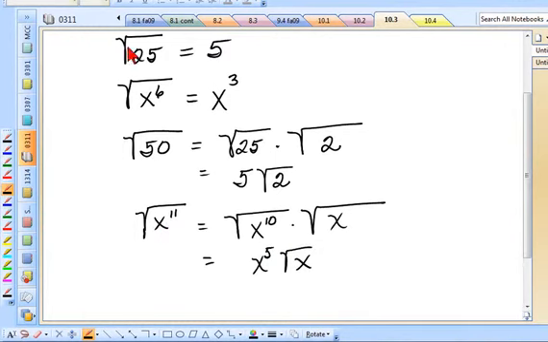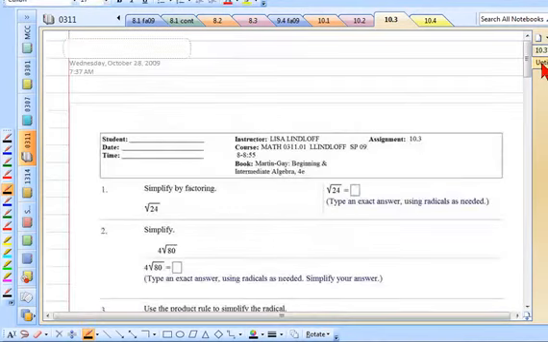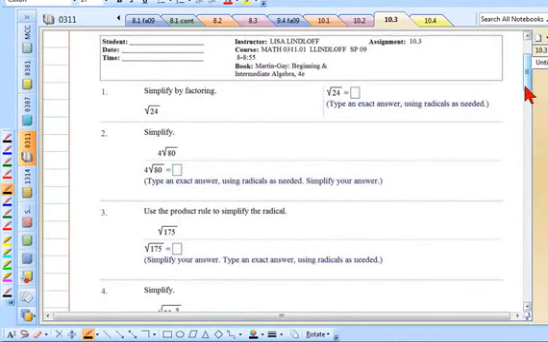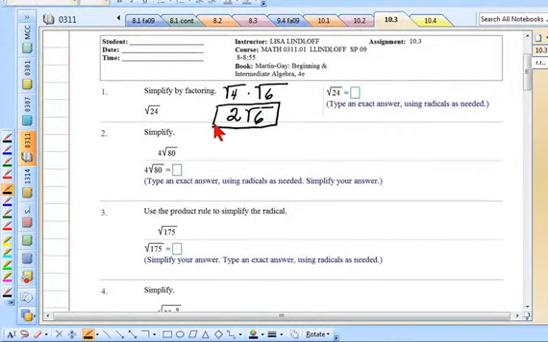So if it's a perfect square, we take the square root. If it's not, we try to find the largest perfect square that factors into it. All right, let's look at our exercises in 10.3. Number 1, it says to factor the square root of 24, simplify by factoring. Okay, I have to think about 24. The largest perfect square that goes into it is 4. 4 times 6 gives me 24. The square root of 4 is rational 2. That's times the square root of 6. That's what you would type into MyMathLab as your answer.